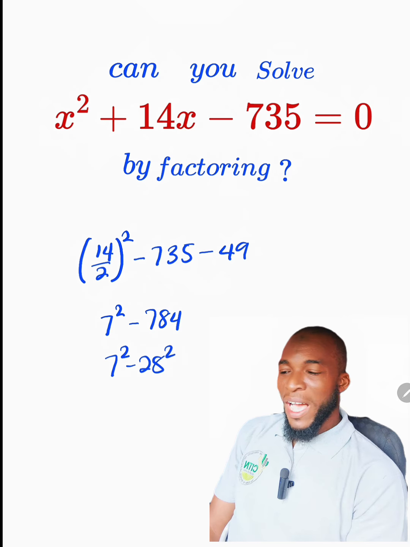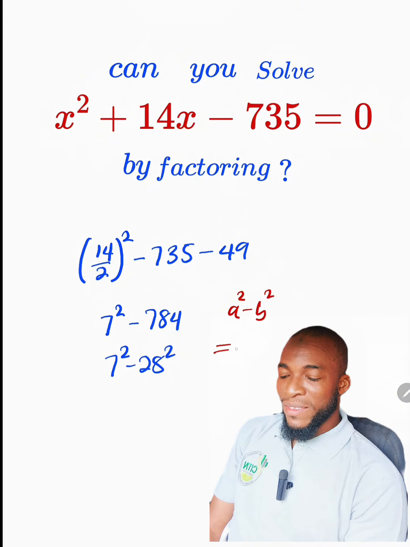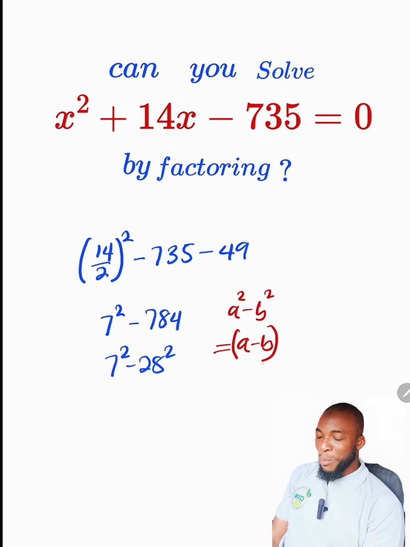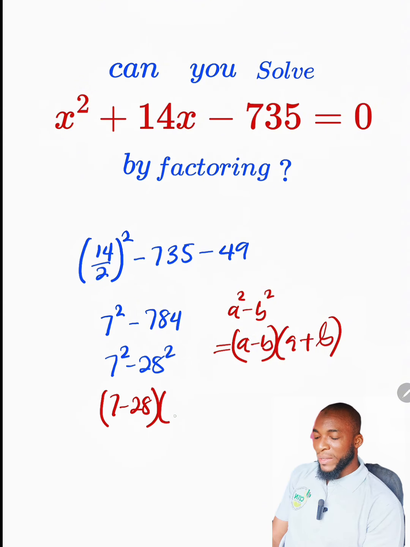And what can you remember about the difference of two squares? If you have a minus b, all of them having power of 2, this is the same thing as a minus b multiplied by a plus b. Yes. So we are going to do the same thing here. So this is 7 minus 28 multiplied by 7 plus 28. 7 minus 28 will give us negative 21, and 7 plus 28 will give us 35.